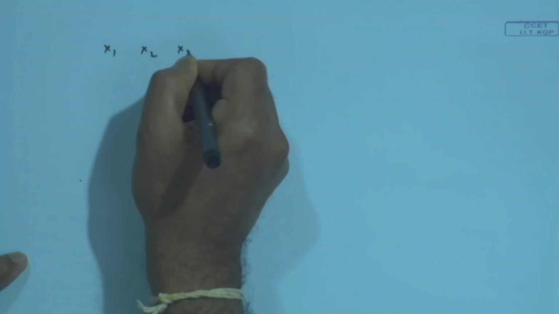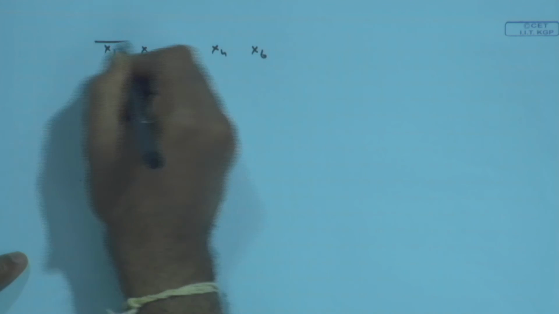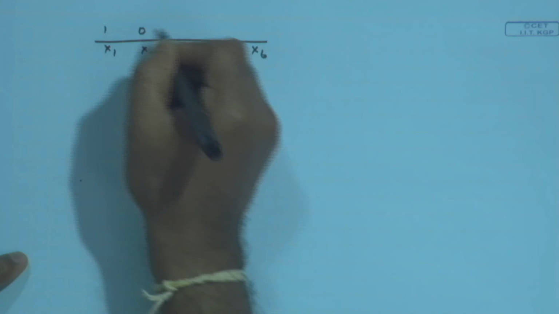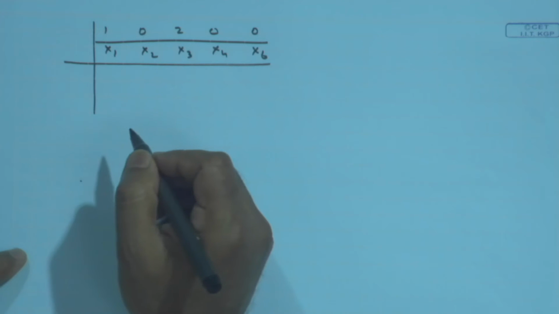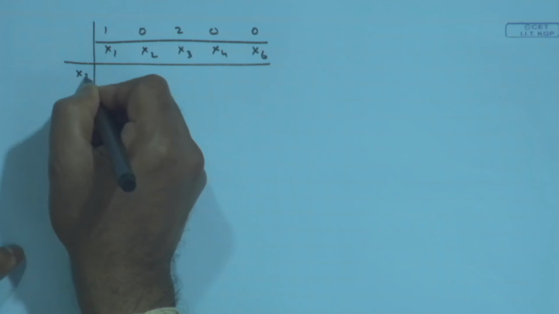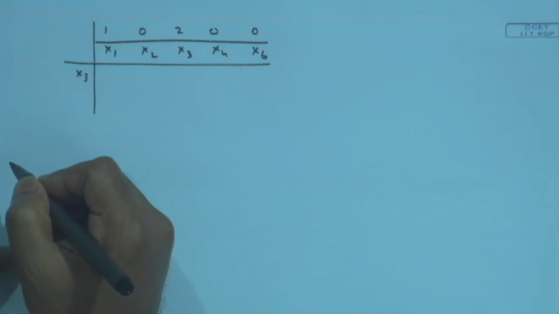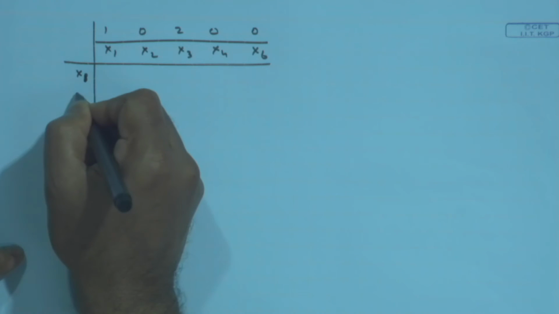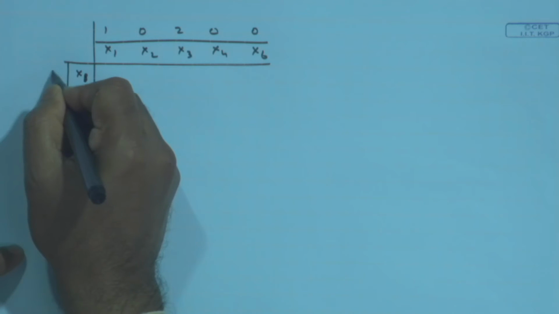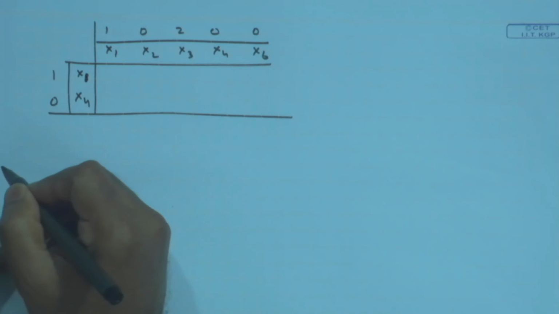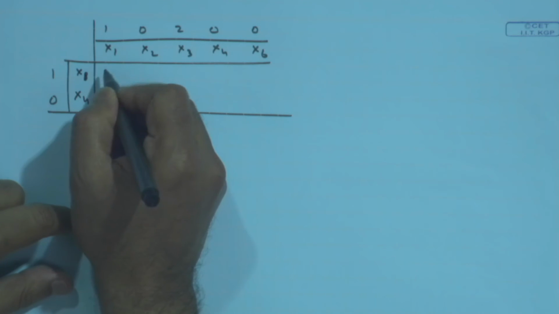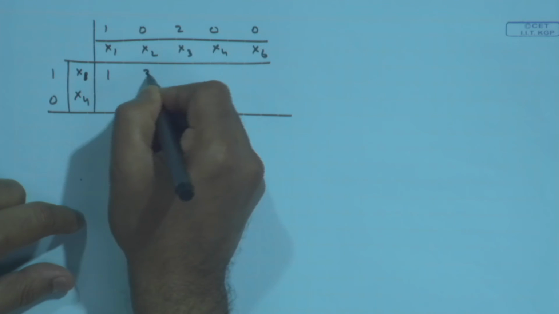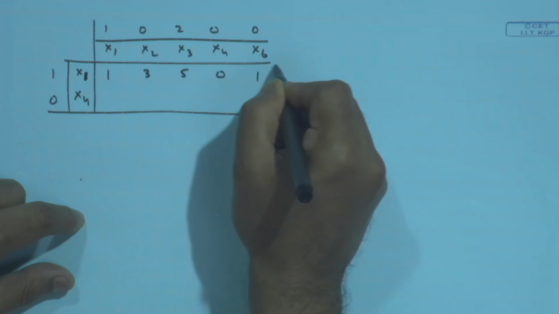So we go x1, x2, x3, x4, x6. And then I've got 1, 0, 2, 0, 0. And then x3 remains as x3. Sorry, this one becomes x1 and x4 remains as x4. So 1, 0. Okay, so my pivot element is that, so it's 1/5. So I need to multiply it by 5. So I get 1, 3, 5, 0, 1, and 6.